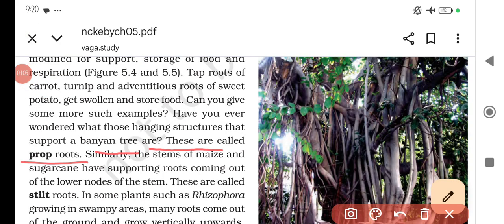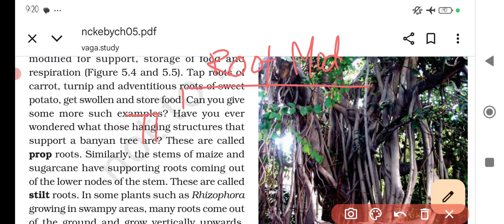Just like we had different root systems, taproot system, fibrous root system and adventitious root system, in the same way we also have different root modifications. We will study three kinds of root modifications: first is taproot modifications, second is fibrous root modifications, and third is adventitious root modifications. So we are going to study these three kinds of root modifications.